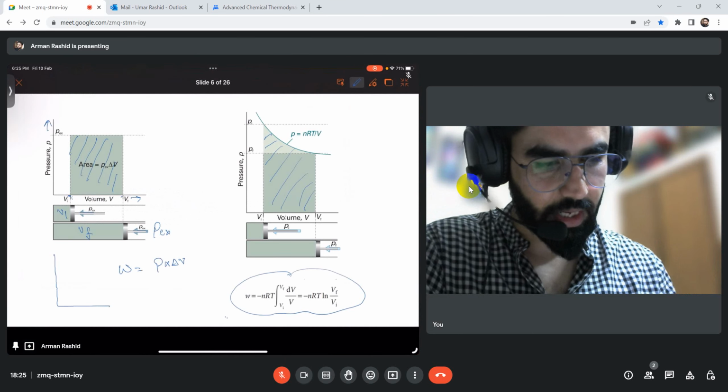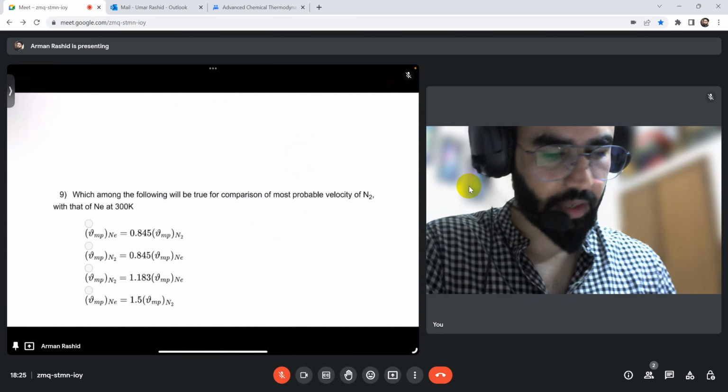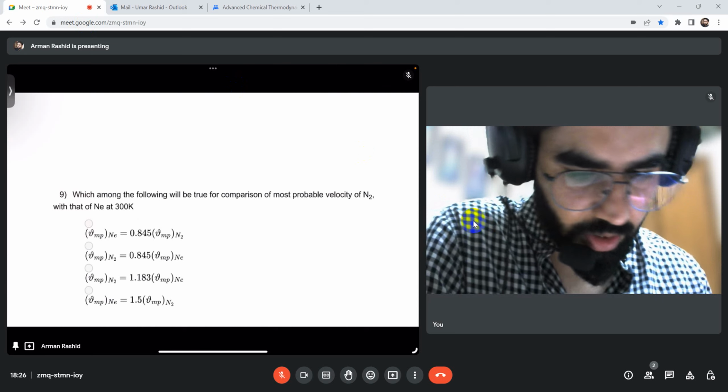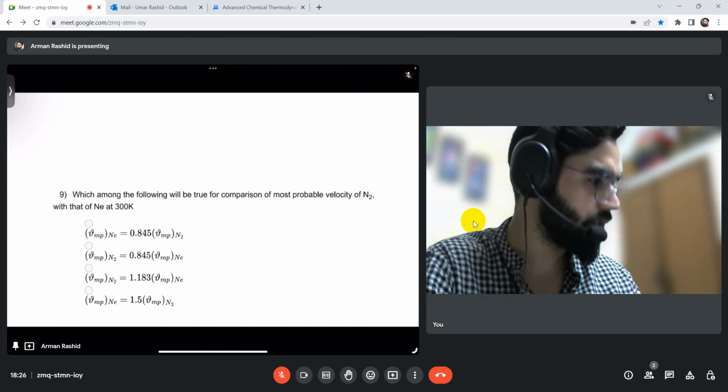Okay, so let's move to the next question. This is regarding the kinetic theory of the gases. The question asks which among the following will be true for comparison of the most probable velocity of nitrogen with that of neon at 300 Kelvin. In order to determine that, we'll revise a little bit about the kinetic theory of the gases.